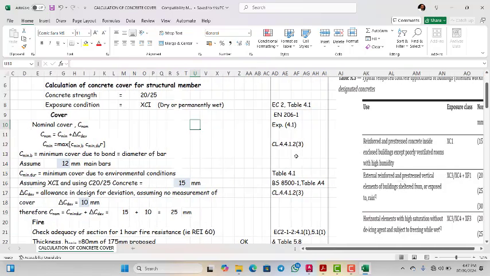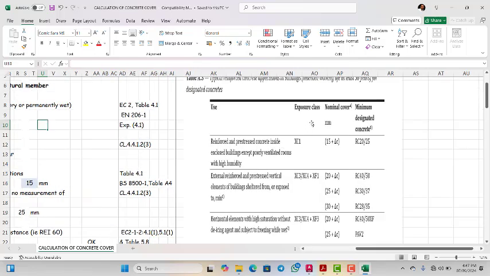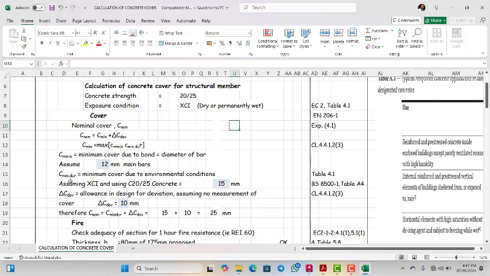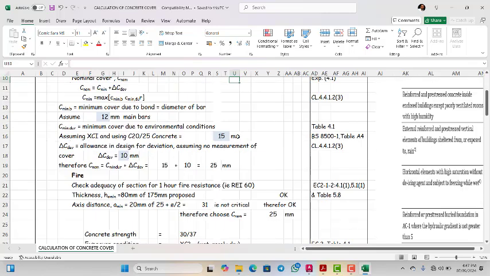Okay, so let's see how we arrive at that 15. It has already been provided here: the nominal cover for reinforcement and pre-stressed concrete inside XC1. So we have this to be 15. That 15 is the C min,dur due to environmental condition. So it is 15 that has been provided. Now, this will be added to the allowance in design for deviation, which is your delta C dev.